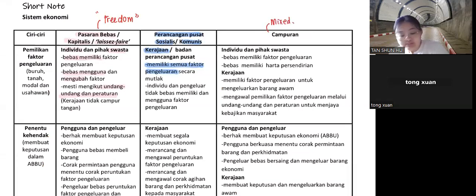which is like Malaysia. Okay, we as a people, we are freedom. You are free to memiliki faktor, memiliki harta persendirian. Same, kerajaan also can memiliki. Okay, but for what? Untuk mengeluarkan barang apa? Now, countries come here to do what? Mengawal undang-undang. Okay, kerajaan come here to memilih pengeluaran, mengawal undang-undang. Okay, can.